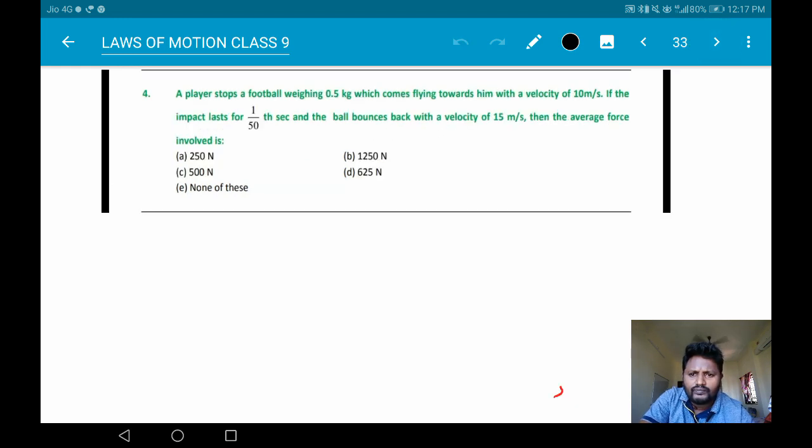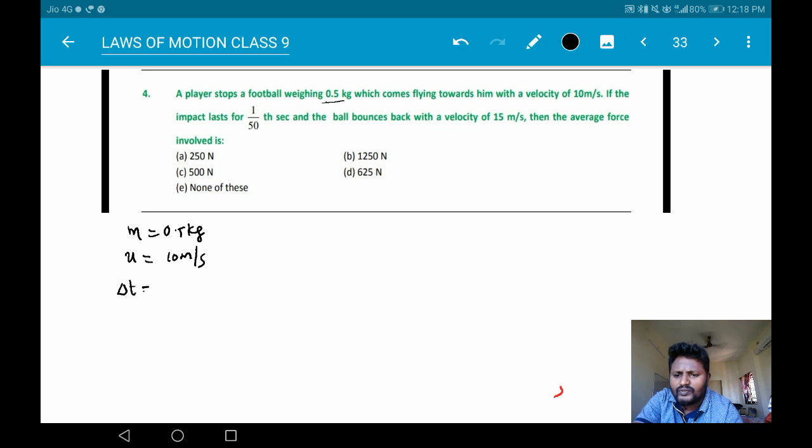Right, next one. A player stops a football weighing 0.5 kg. The mass of the football is given as 0.5 kg, and it comes flying towards him with a velocity, the initial velocity approaching him, of 10 meter per second. If the impact, that is the time of contact between the ball and the player, is 1 by 50th second, and the ball moves back with a velocity of 15 meter per second, then what is the average force involved in this process, they are asking.